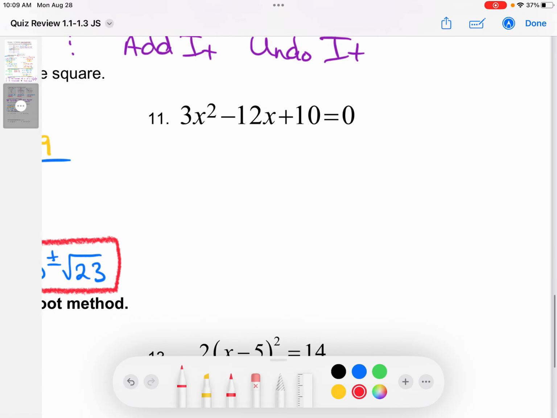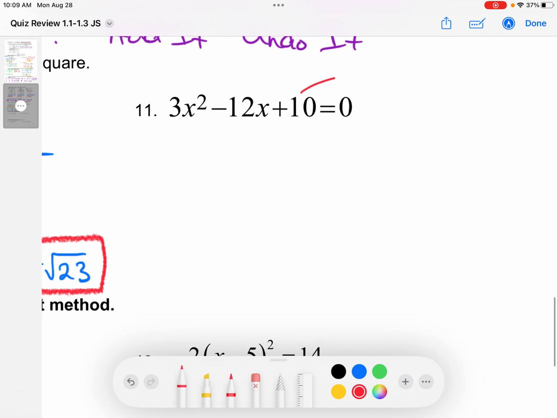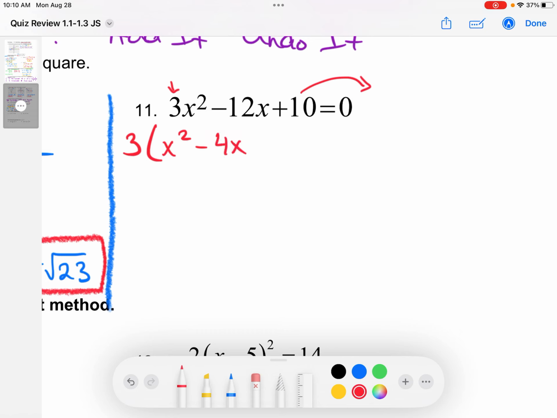Now, let's look at 11. We want to move the 10 to the other side. We also want to factor out this 3. So we'll factor out the 3. We'll have our parentheses, x squared minus, divide 12 by 3. That's going to be 4x. And here's where we want our plus blank. And then that's going to be equal to negative 10 that we moved over plus a blank.